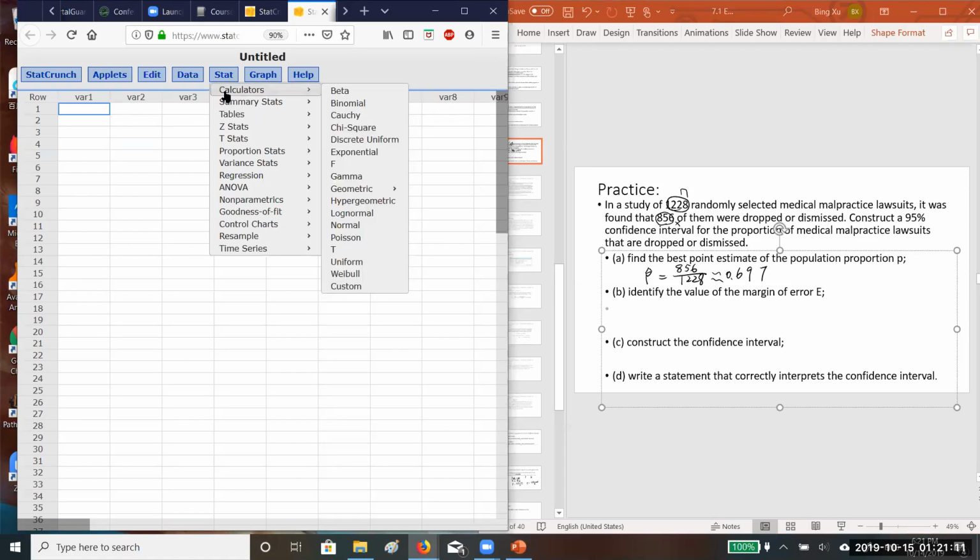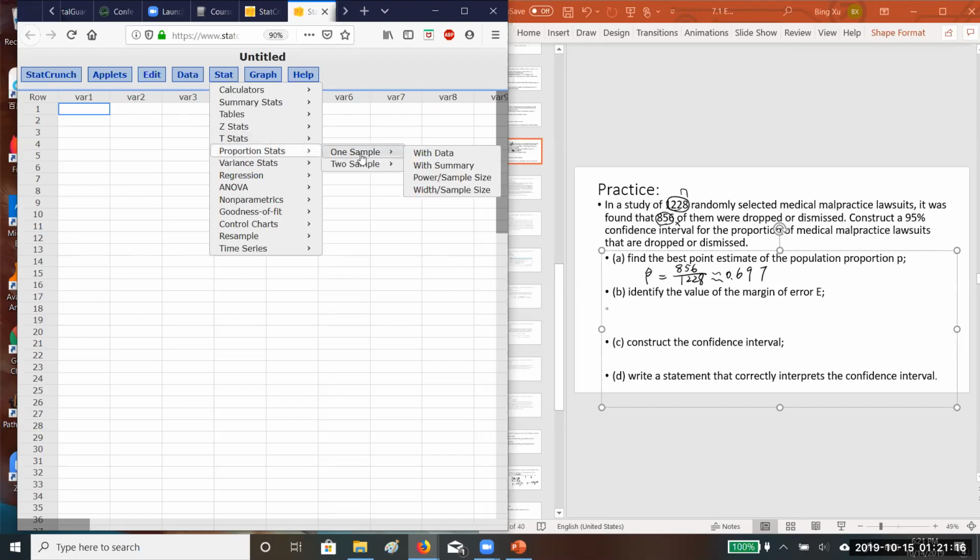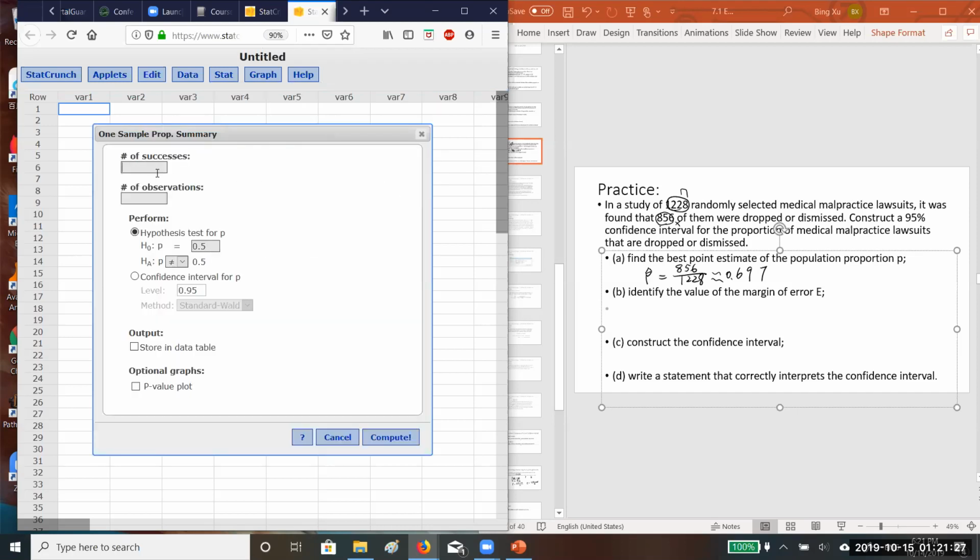Let's see. You go to proportion stats, one sample. Here is either with data or with summary. In our case, it's with summary. Number of successes, 856. Number of observations, which is the sample size, 1228. You can see this on StatCrunch, right? Okay, so for confidence interval, the confidence level is 95%, so 0.95, and just compute.